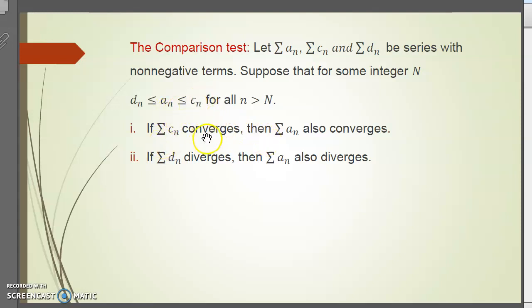If this summation c_n is convergent, then summation a_n is said to be convergent. If summation d_n is divergent, then summation a_n is also divergent.